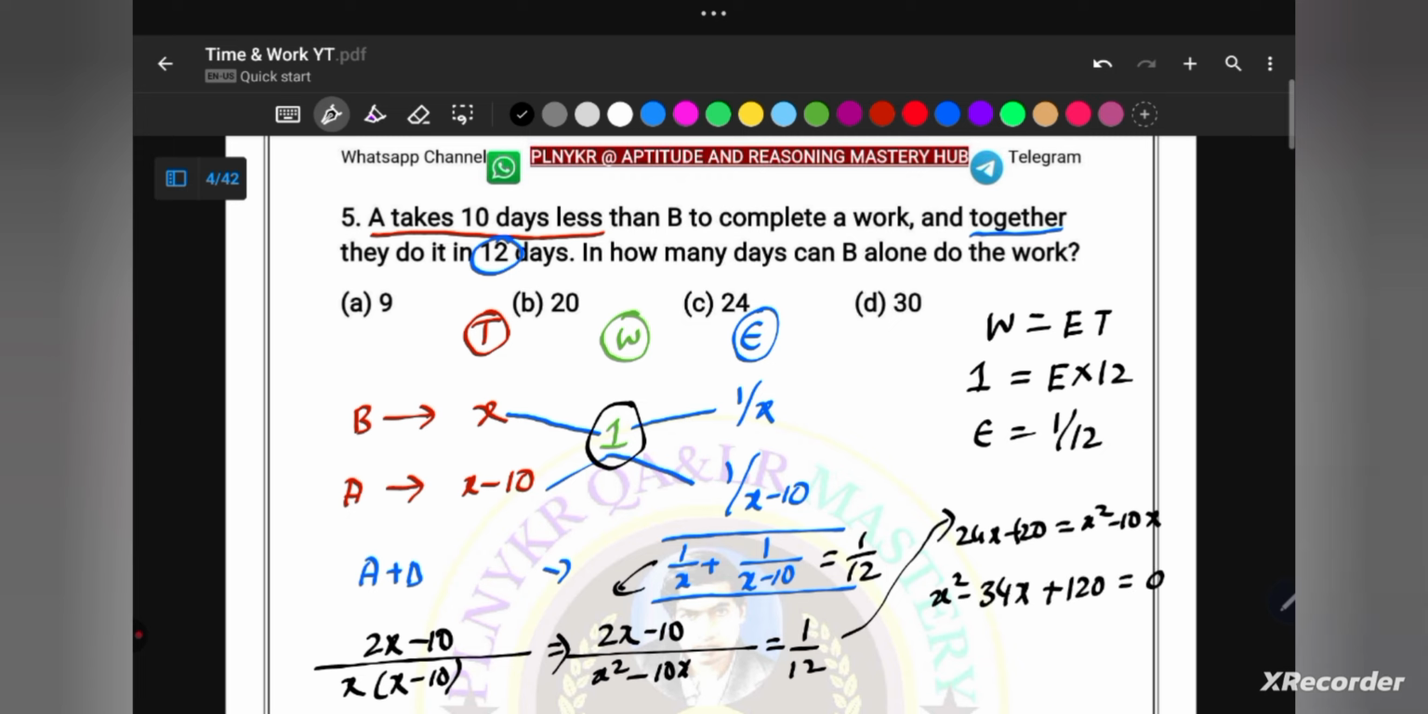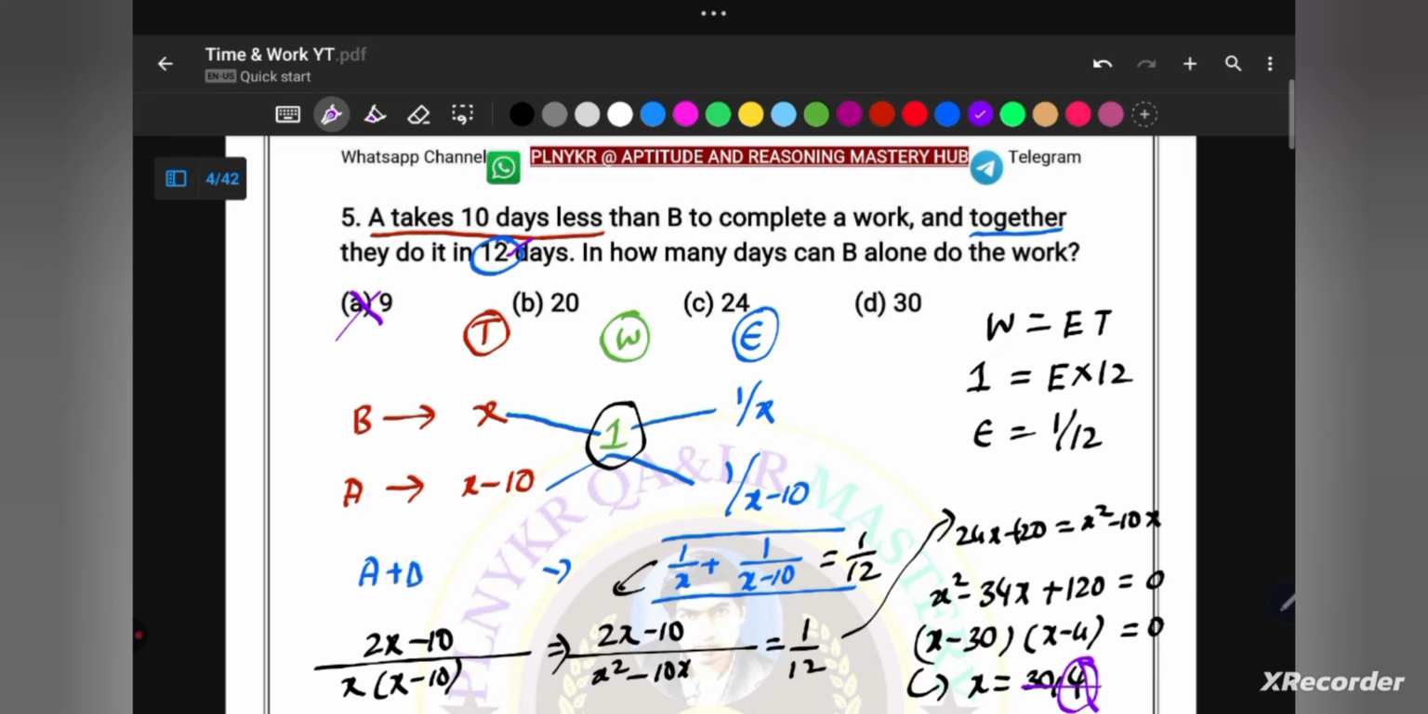Just factorize the 120, 34 is there, so we'll be writing x minus 30, x minus 4 equal to 0. So possible values for x are 30 comma 4. Even if in the options we are having the 4, we will not be taking the 4, because it should not be less than the total time. It should be more than 12. By seeing this also you can eliminate option A.